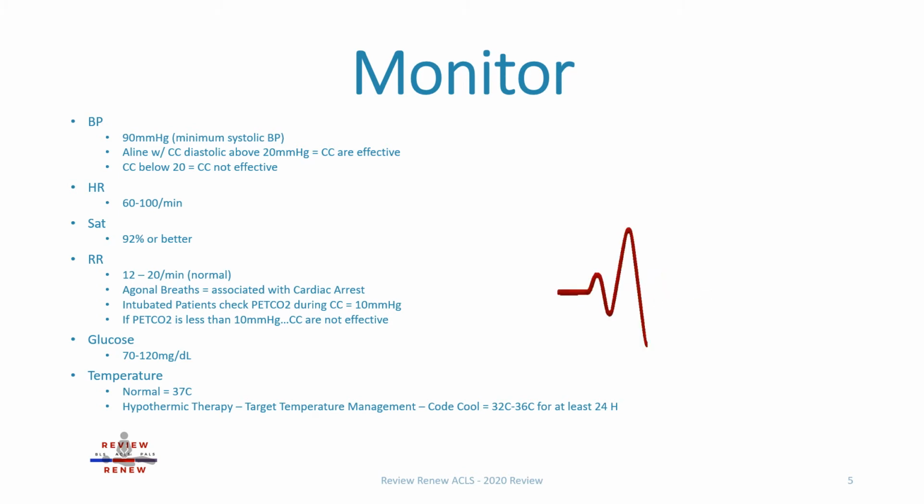Heart rates we hope are lying somewhere between 60 and 100 when we're not doing chest compressions. Once you check your saturation at some point, it should be above 92. The respiratory rate should lie between 12 and 20 on a normal adult. And agonal breaths are associated with cardiac arrest. For intubated patients, we can use the end-tidal CO2, PETCO2, which simply means pressure of end-tidal CO2, during chest compressions. If it's less than 10, then chest compressions are not effective.